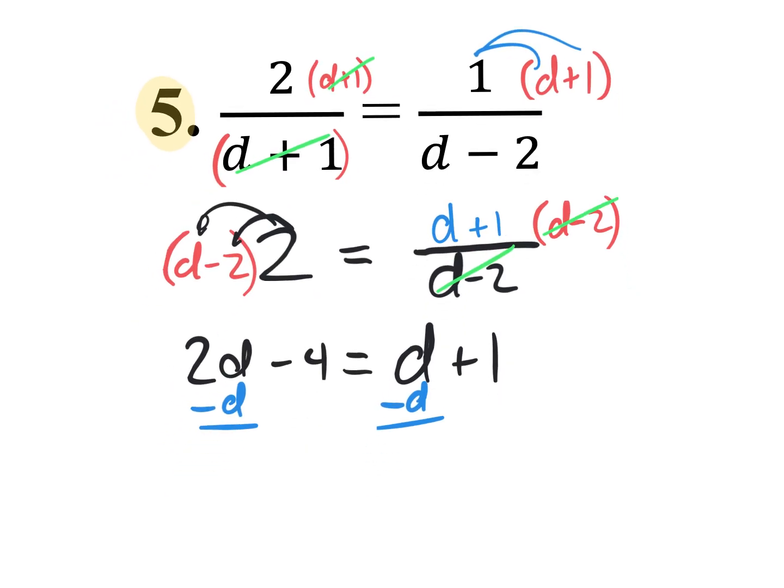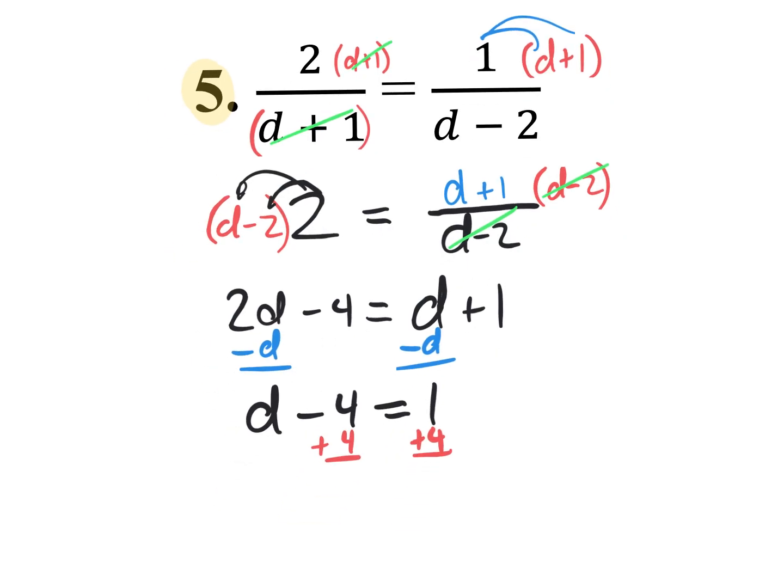2d, take away 1d is a single d. Bring down the minus 4, the equal sign, the 1. You want to get rid of the minus 4, do the opposite, plus 4. You end up with d equals 5.